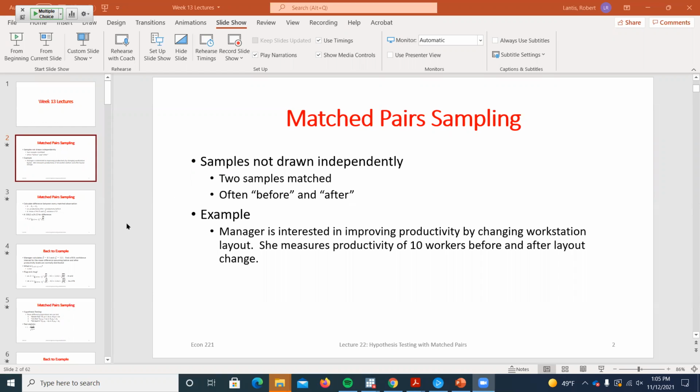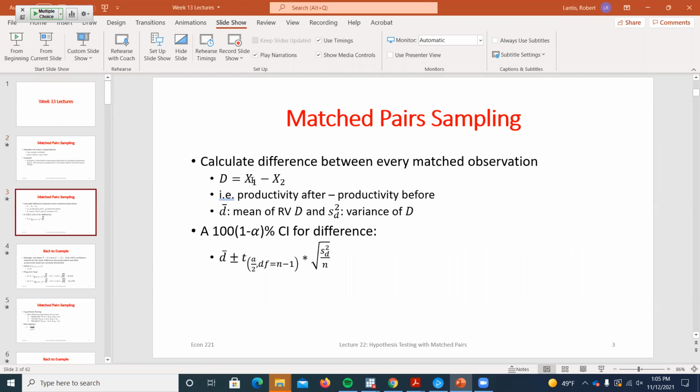So instead of calculating sample means and then taking the difference, what I'm going to do is take the difference in the actual variable. So I would have something like this.